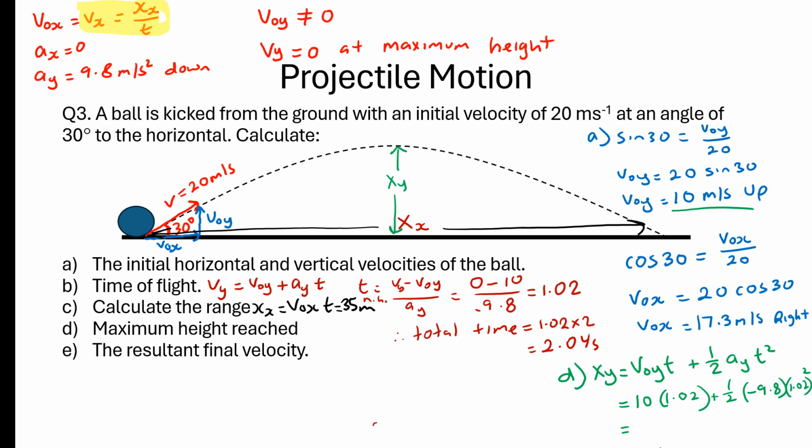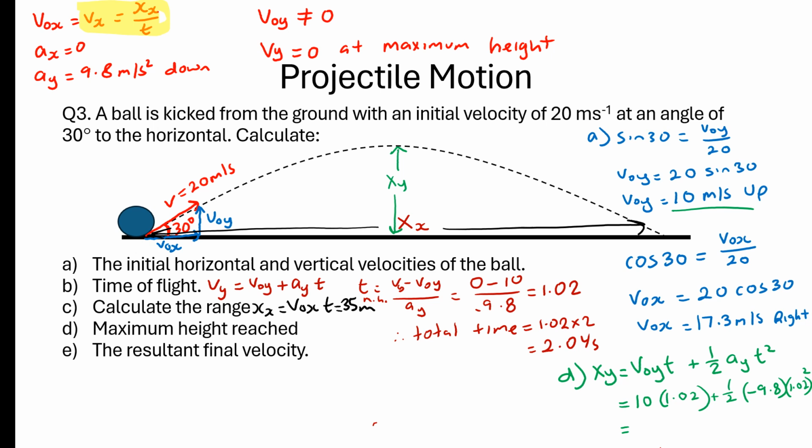So calculate this. Let's use the calculator. 10 times 1.02 plus half times minus 9.8. Because if we look at the first half of the journey, the object is going up and across. So the vertical motion is up, and therefore we take upward quantities to be positive and downward quantities to be negative. So v naught y is upwards, so plus 10, and ay is downwards, so minus 9.8.